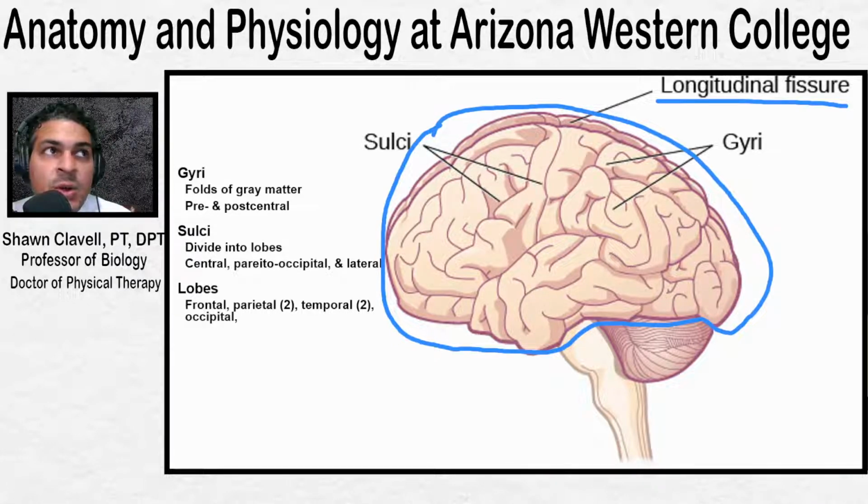We have sulci as well. Sulci, often referred to as a sulcus if it's singular. These are a little bit more shallow depressions that separate the folds or wrinkles. So we can see these little sulci, these shallow depressions.